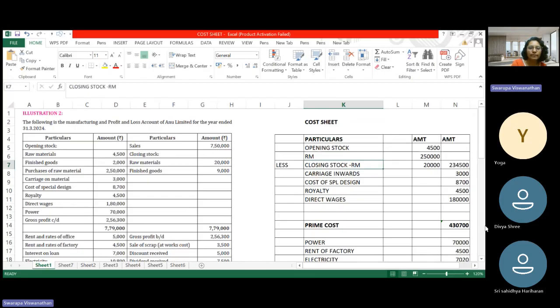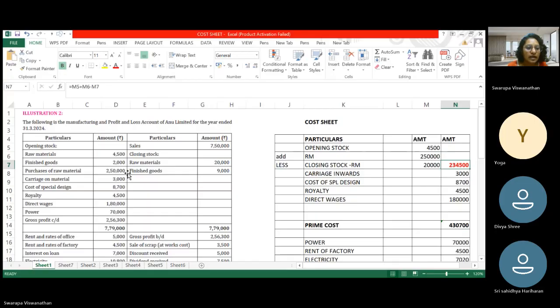Now from the P&L account, we need to prepare the cost sheet. First we will start with raw material. There is opening stock of raw material, closing stock of raw material and the purchases are given. So that will give us the raw material consumption. Opening stock, add purchases, less closing stock will give us the raw material consumption.